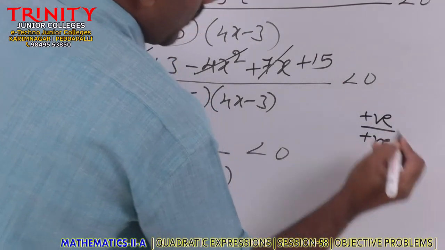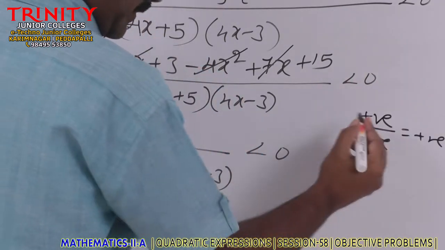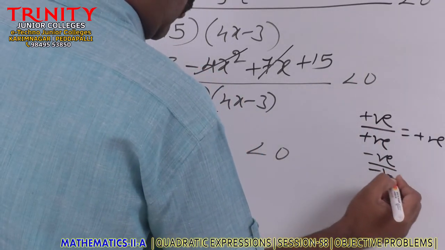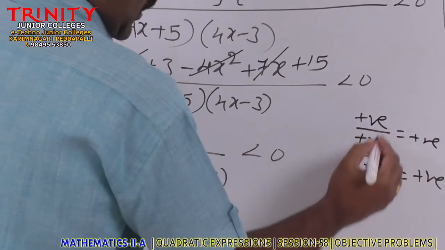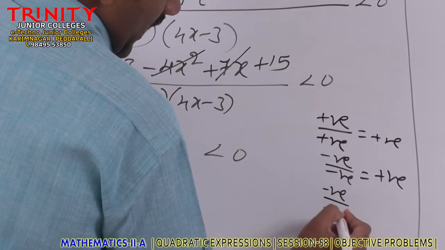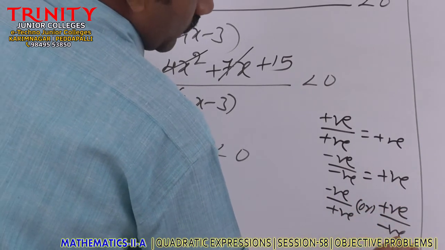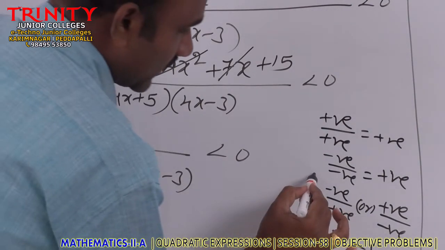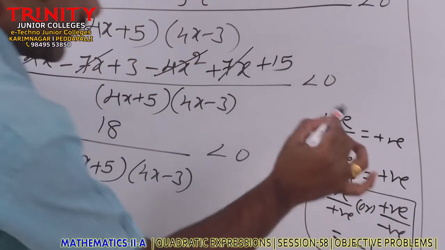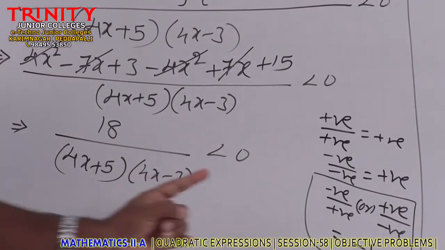Positive by positive or positive into positive is positive. Negative into negative or negative by negative? Positive. But negative by positive or positive by negative is equal to negative, or not? See, these three conditions we have discussed at that time.